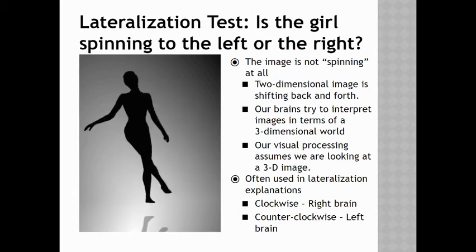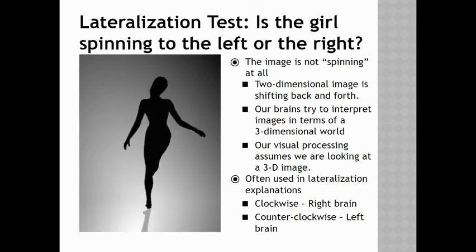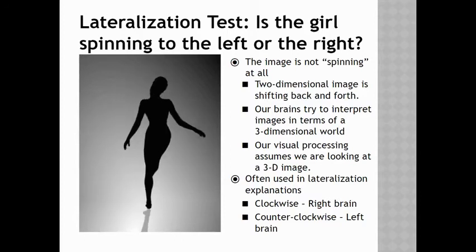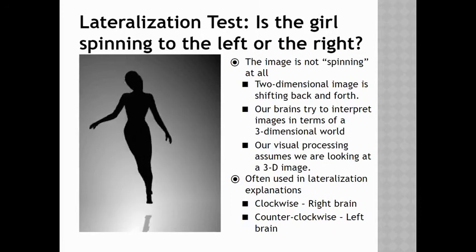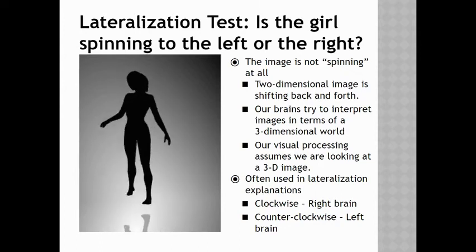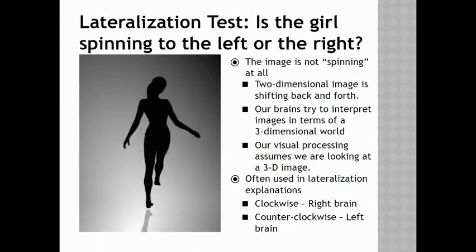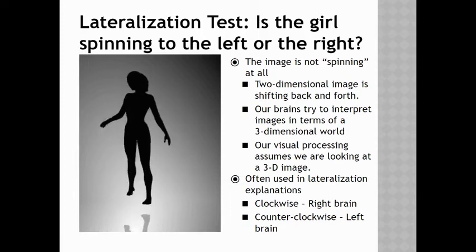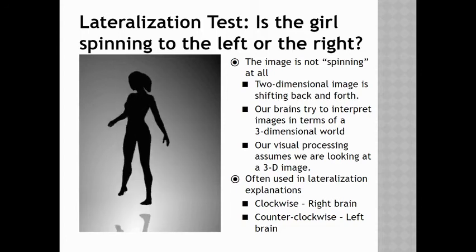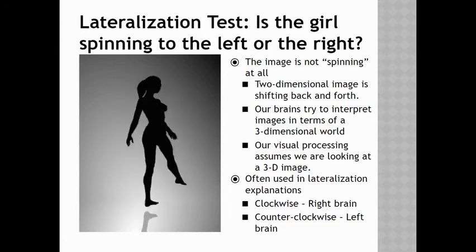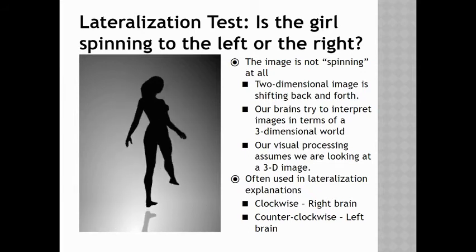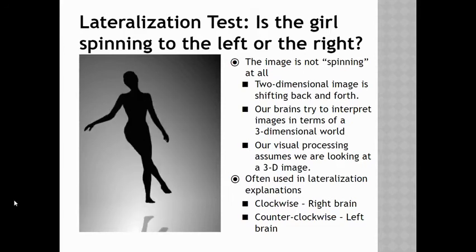And so in lateralization explanations, it's often said that if you see her spinning clockwise, you might be using more of the right side of your brain, where if you see her spinning counterclockwise, you may be using more of the left side of your brain. One thing you want to try is to see if you can actually get her to turn the opposite way for you. And a lot of times that works, like if you look at her and then you either close your eyes or look away and then look at her again, you might be able to get her to switch the direction that you think she's spinning.